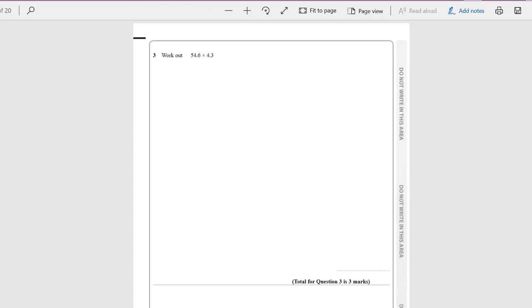Okay, question 3. We have 54.6 times 4.3. If we want to work this out quite easily, we can change these numbers to 546 times 43. We've simply multiplied by 10 here and multiplied by 10 here to give us these numbers. The next thing we can do is simple manual multiplication. This is one of the ways in which you can do it.